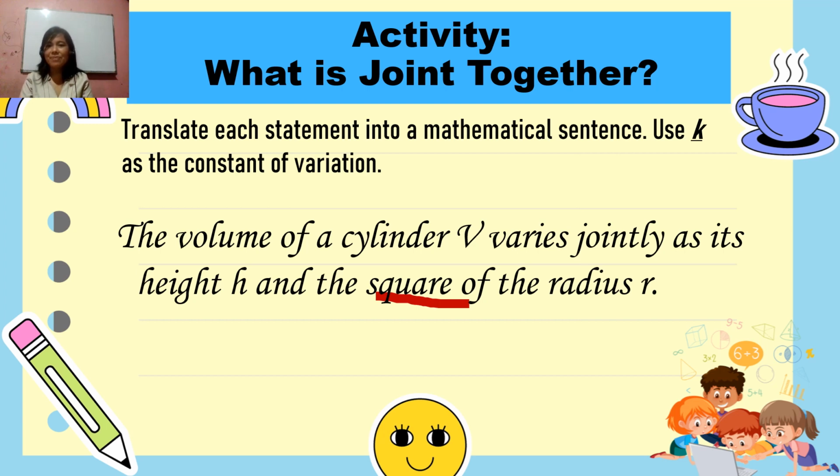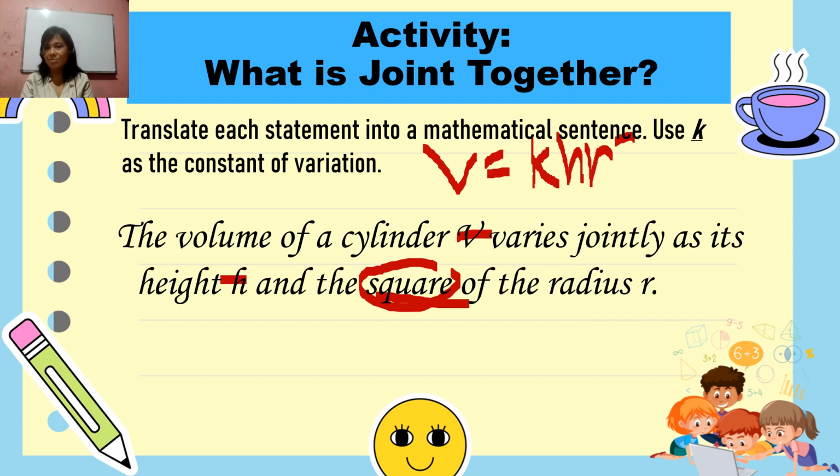Okay, so here, since we have V as our first quantity, so you have V equals, tapos lagay ka na ng K. Tapos, pakitingnan mo yung another variable mo. So, jointly as its height, H. So, lagay mo din si H. And the square. Ito yung word na to. The square of the radius, R. So, dapat R square daw, sabi niya. Square. Yun, ganun lang. Kasimple.